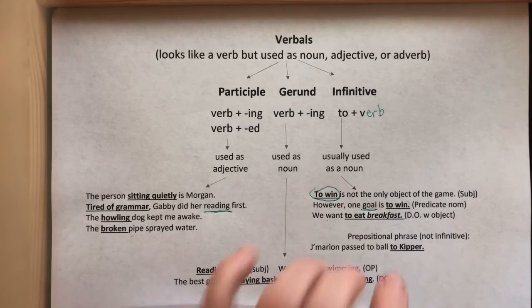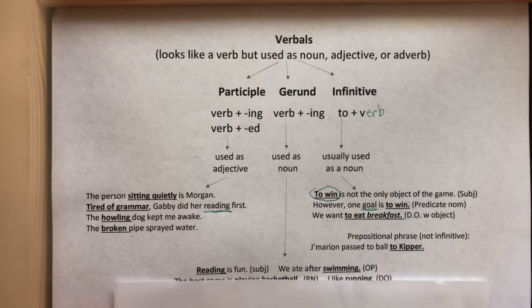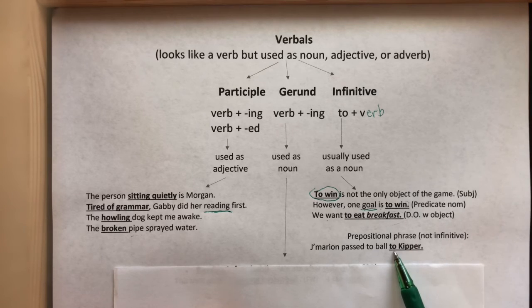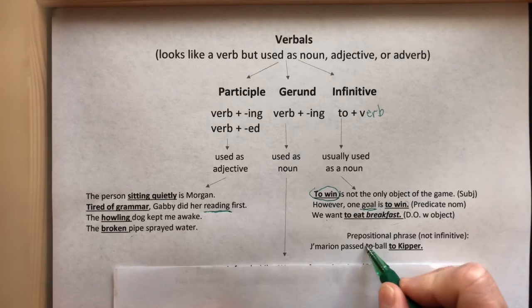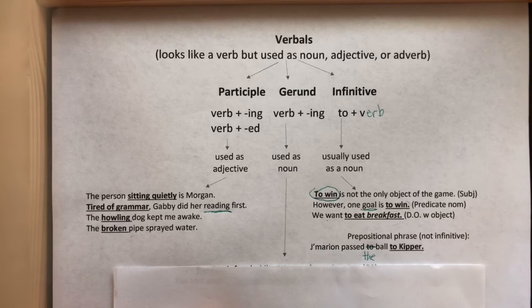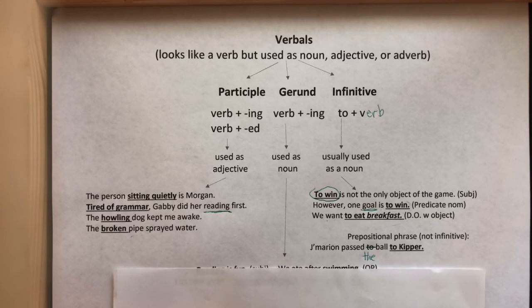Oh, one more thing. Prepositional phrases. You can have the word to used as a preposition. This one is not an infinitive. Jamarian passed the ball to Kipper. Now, to Kipper. Kipper's a noun. This is a prepositional phrase. When we had a verb after to, it was an infinitive. Don't get prepositional phrases and infinitives mixed up. Infinitives have a verb. Prepositional phrases have a noun used as the object of the preposition.